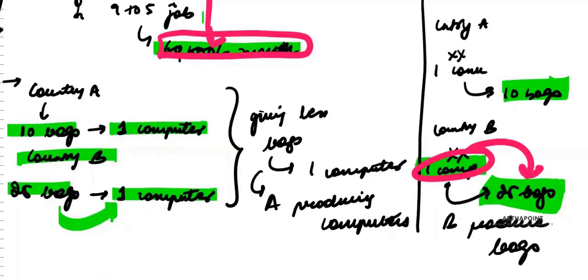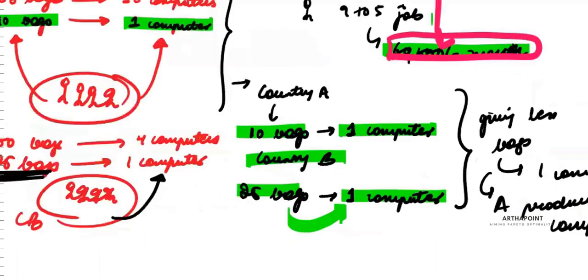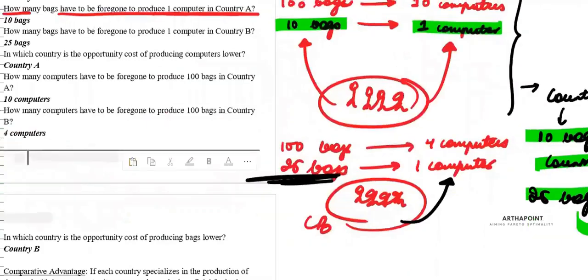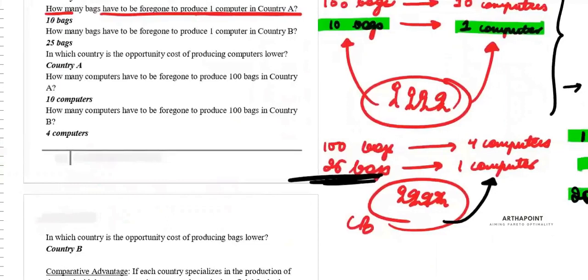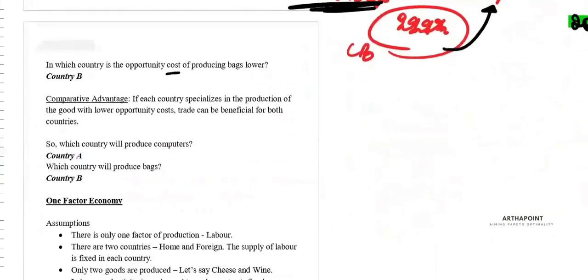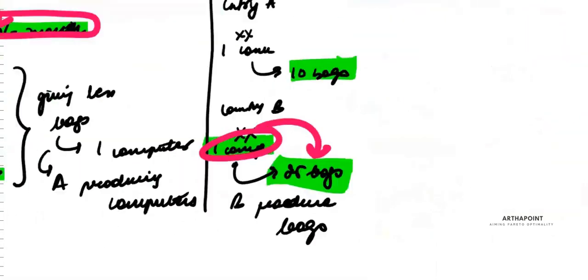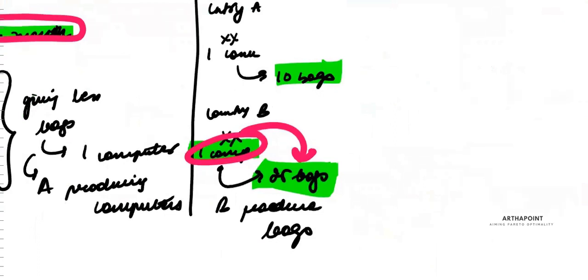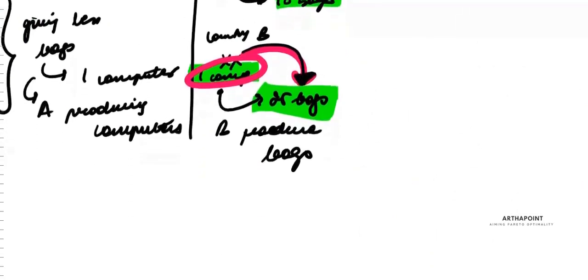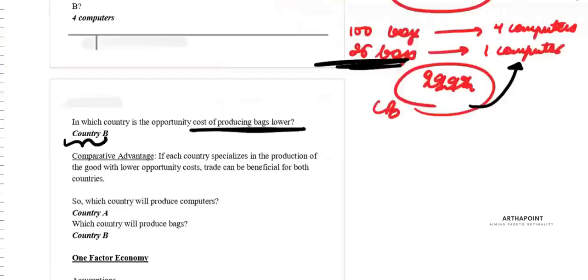We'll do it slowly, don't worry. Okay. So let's see. In which country is the opportunity cost of producing bags lower? Country B. Country B will produce bags because country B has to give up one computer and it can produce 25 bags. Country A gives up one computer but only produces 10 bags. So B can produce more bags. So the opportunity cost is lower.